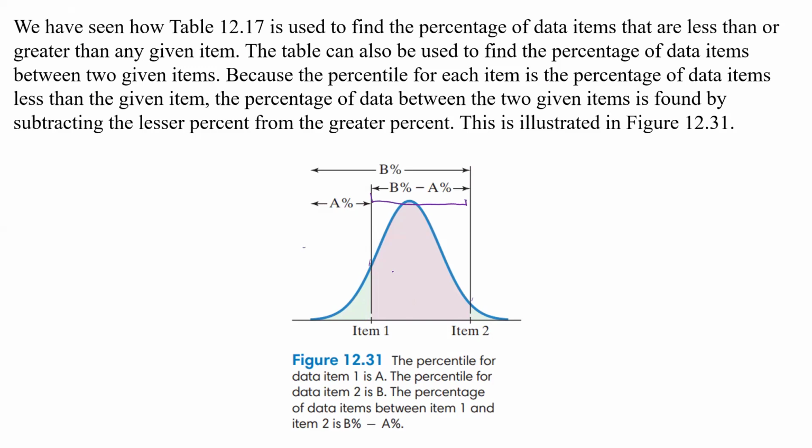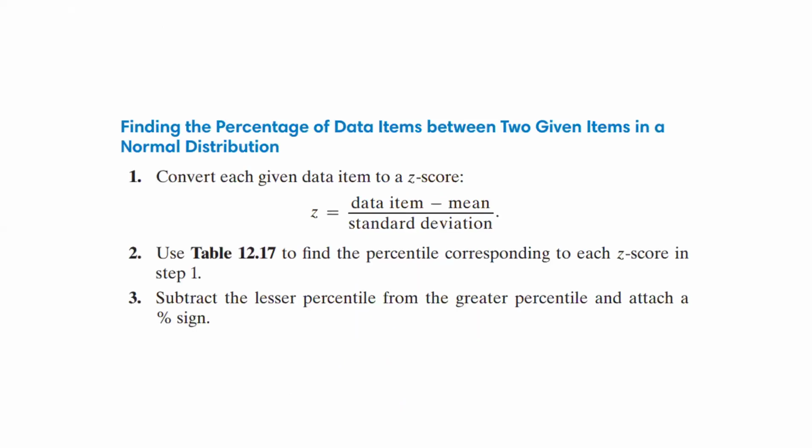That's how we're going to solve the next problem, but first let's talk about finding the percentage of data items between two given things. First, you find the z-score for each of them. Then we find the percentile corresponding to each z-score, and then we subtract the lesser from the greater. So it's not anything different. We still have to find the z-scores and get our number corresponding to each z-score from the table. The only difference is that now we take the larger minus the smaller to get the percent between them.